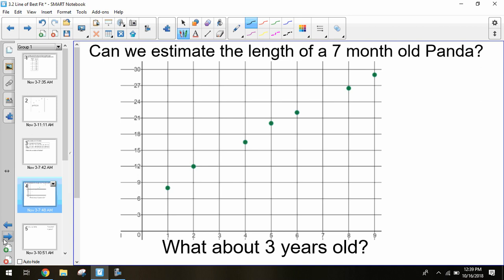Boys, let's put your ruler down, please. Jody, that means you. Put your ruler down.